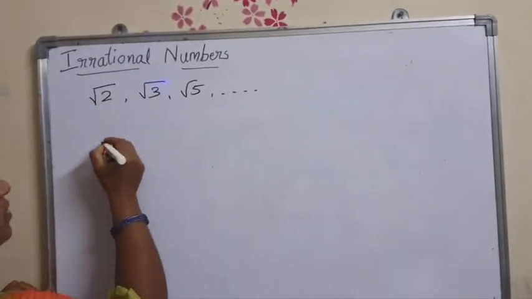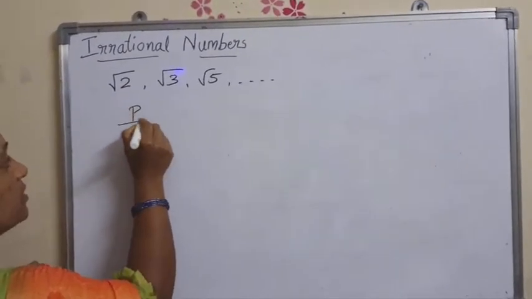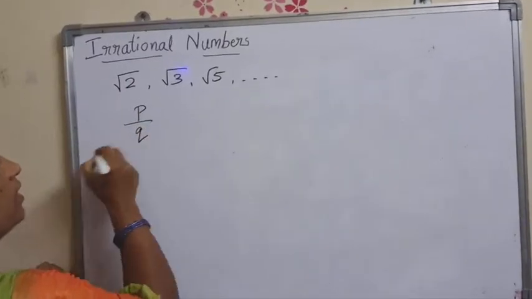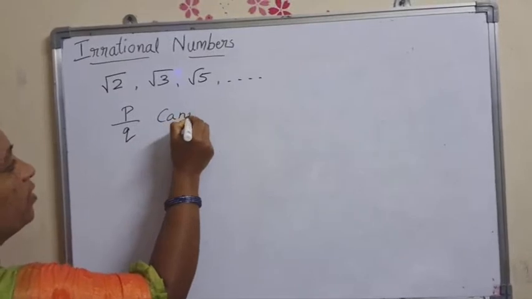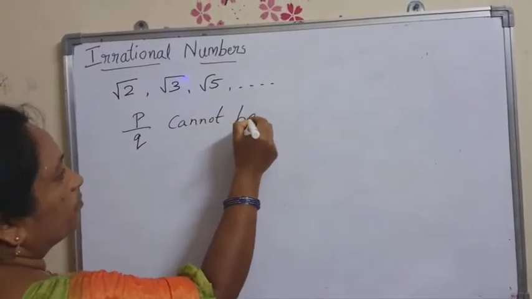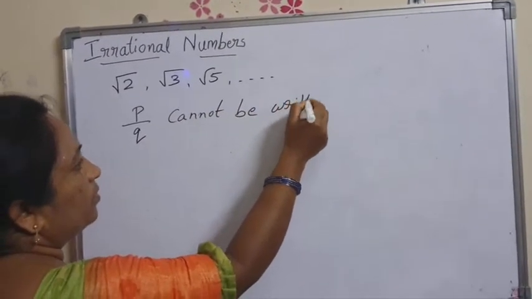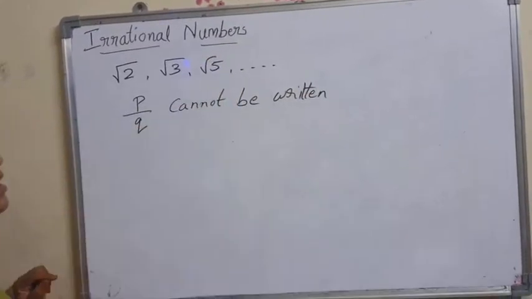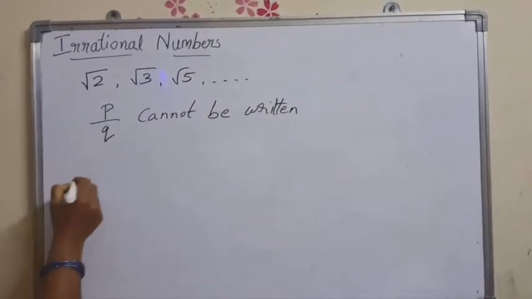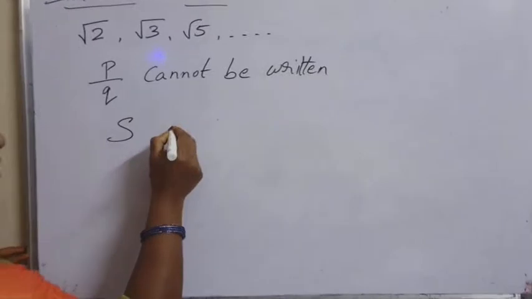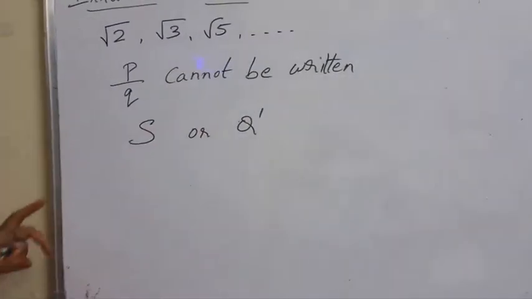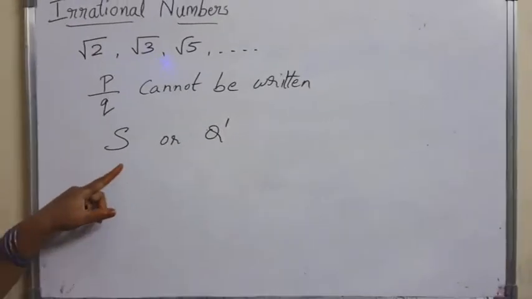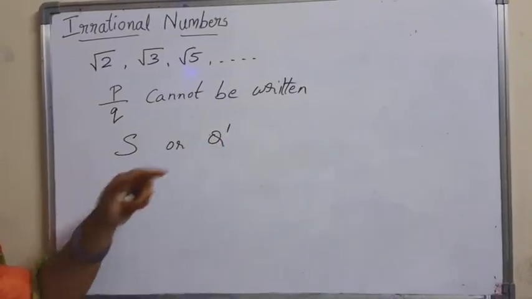What is the definition for irrational? It means the numbers which cannot be written in p by q form are called irrational numbers, and these irrational numbers are denoted either by capital S or Q dash.